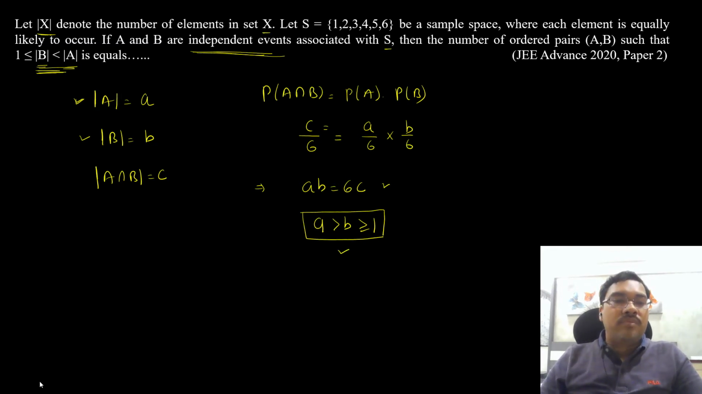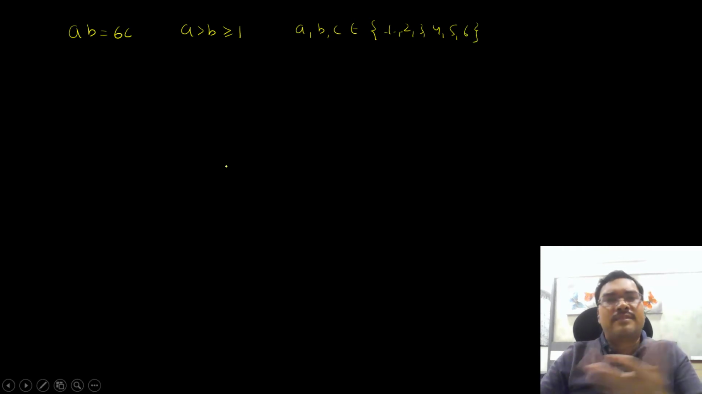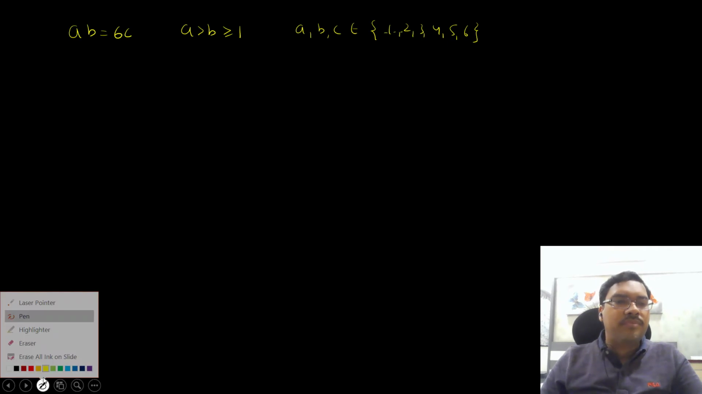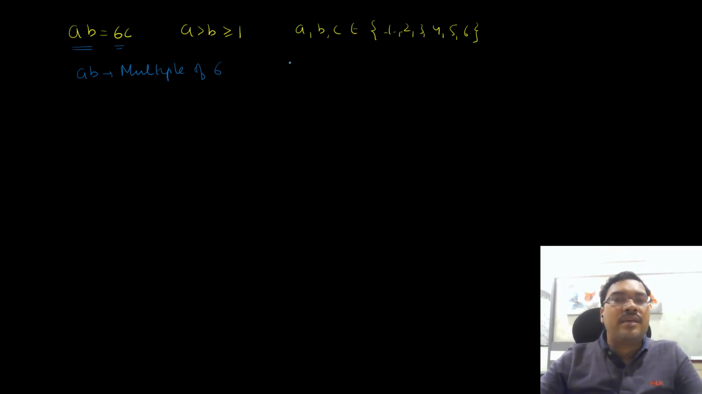Okay, so now let's take this. We have ab is equal to 6c, a is greater than b is greater than or equal to 1, and a, b, c all belong to only the set {1, 2, 3, 4, 5, 6}. The number of elements maximum can be 6, right? So now see, if ab is equal to 6c, that means you can clearly see ab has to be a multiple of 6, right? Now since a is greater than b, we cannot have a equal to 1.